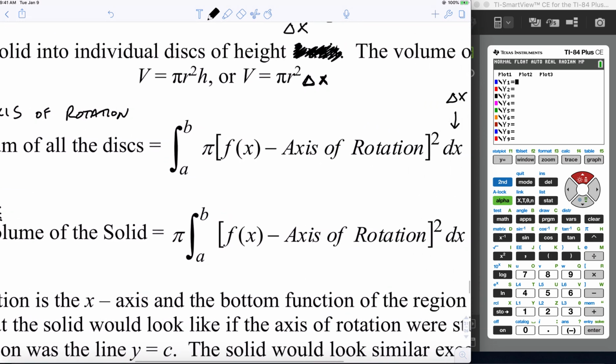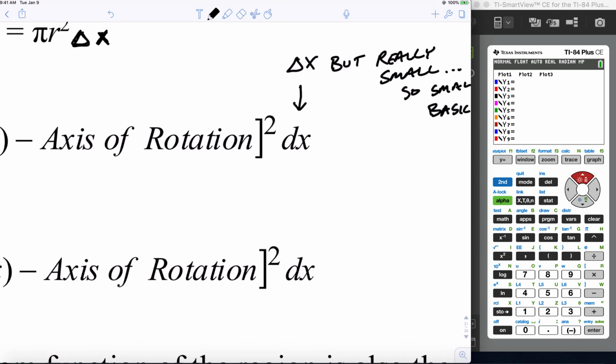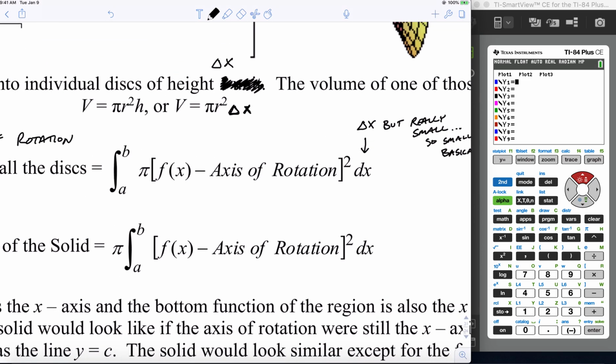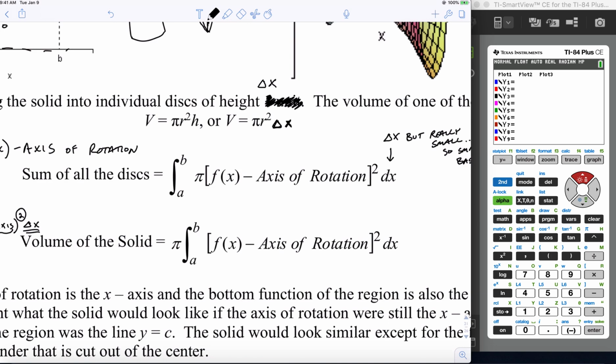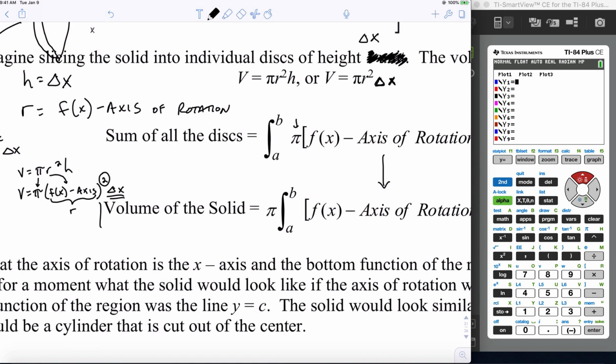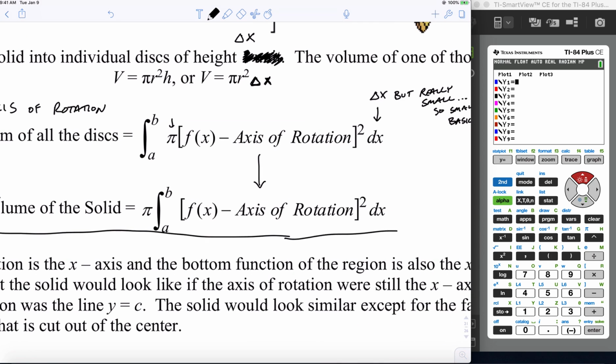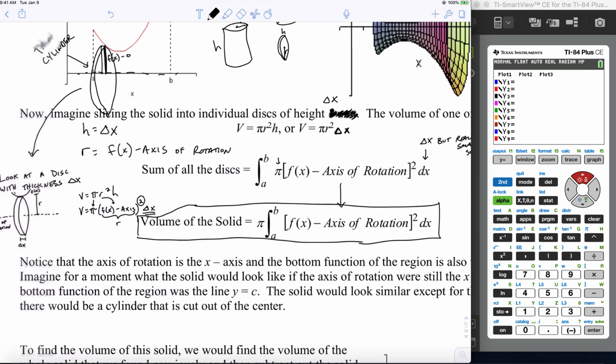If we want to add all of them up, we're going to sum, the integral from a to b, and our delta x now becomes a dx because we're going to add up all the infinite ones. So that would be the sum of all the disks, which would equal the volume of the solid. There's not much of a difference between these two formulas. The only thing is that pi is a constant, so we pull it outside the integral, and it will just come along for the ride when we integrate. That's the only difference. So this is really going to be the formula that we're going to use to calculate this solid. You got to be able to picture this stuff.